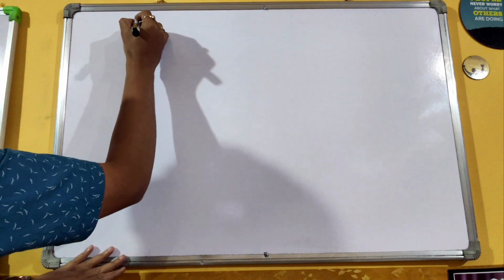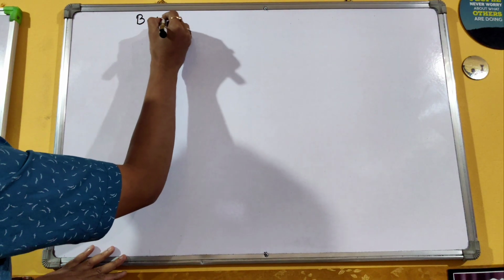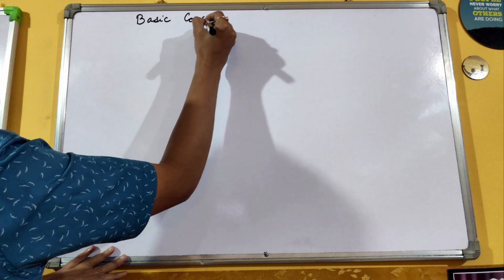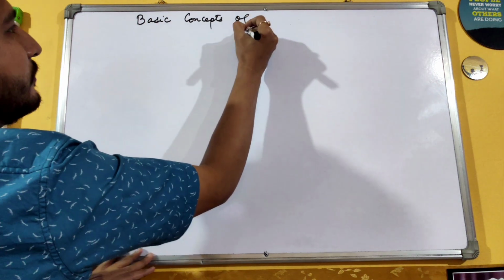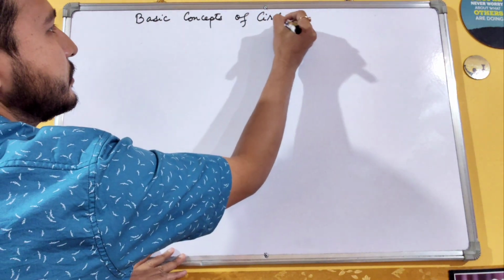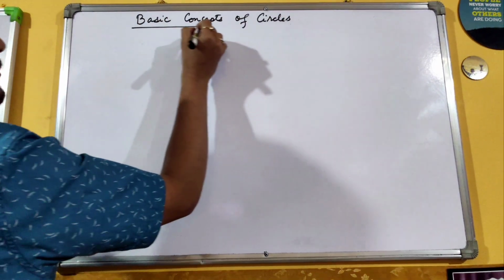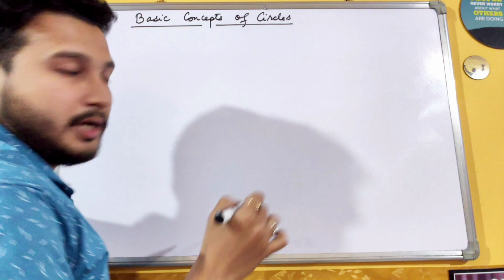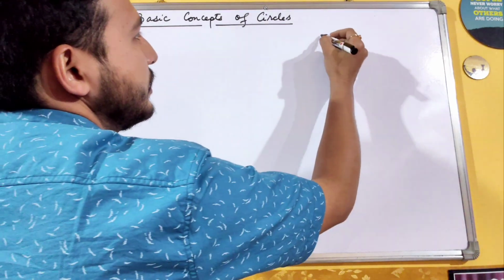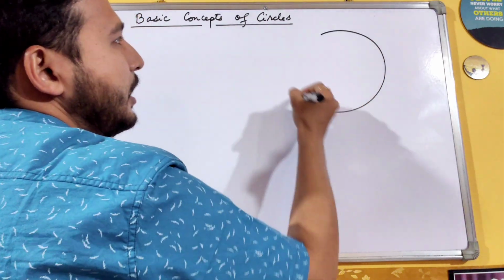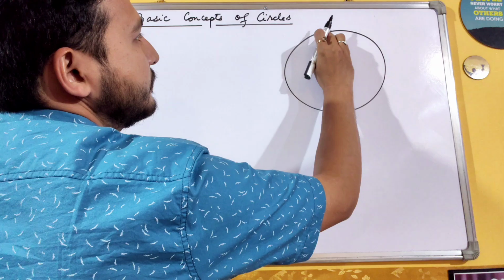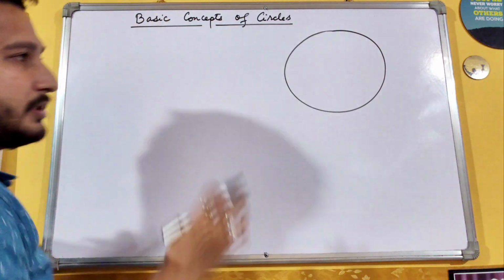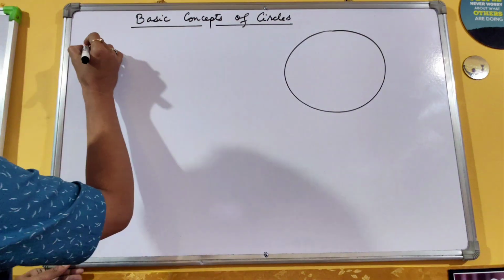Basic concepts of circles. So let's see what's a circle. When you draw a circle, it's always round in shape like this. So what's a circle?